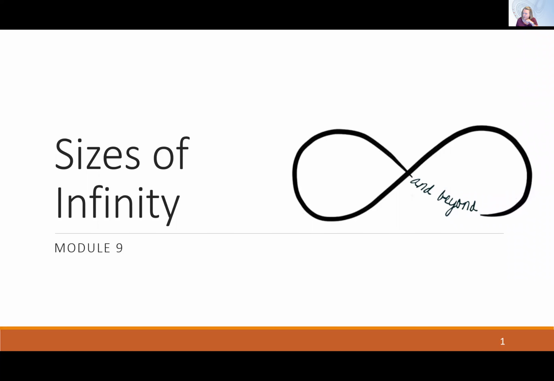And so what we're going to do is connect these ideas by considering sizes of infinity. So to get started, hopefully we'll have some fun tonight. We'll have a little bit of discussion. We'll watch a couple videos related to this topic. Hopefully you enjoy this conversation.